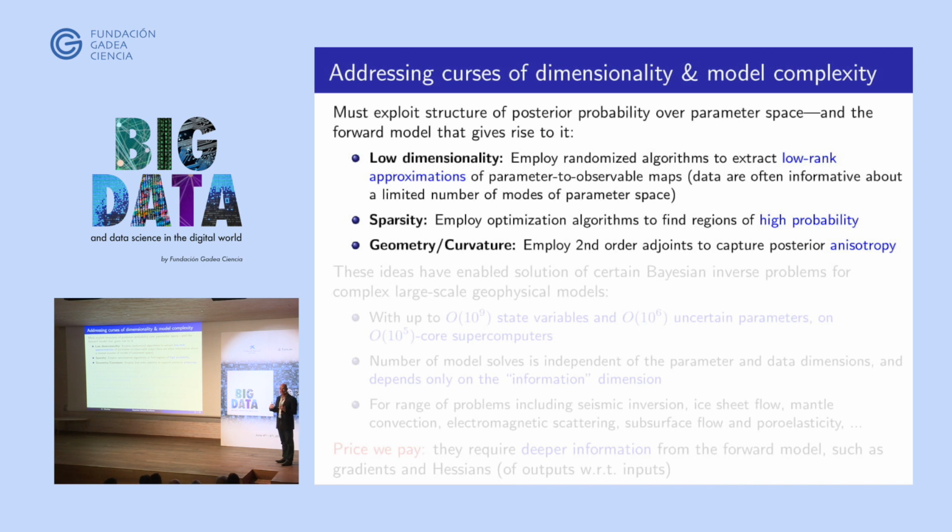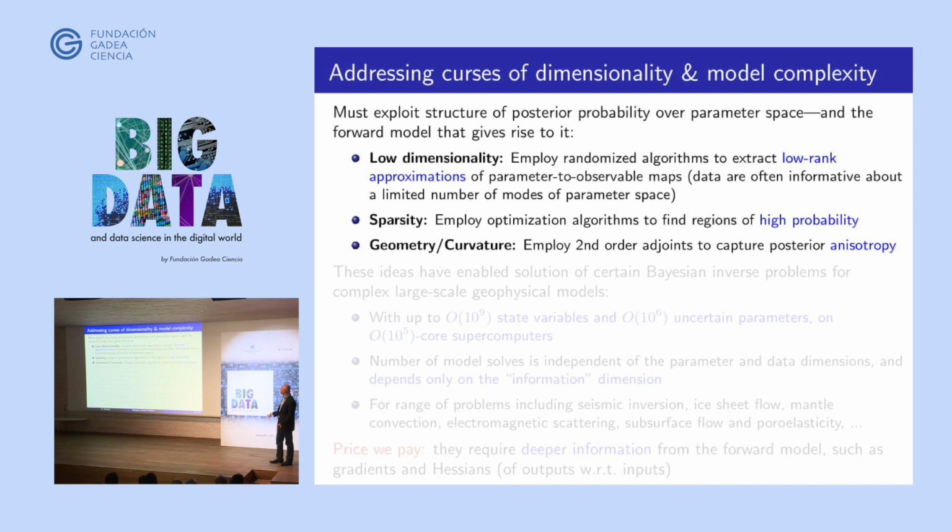All right, so let me say a little bit about what I think are some of the keys to overcoming, or at least addressing, these twin challenges of high dimensionality and complexity of the forward model. The argument that I and many others make is that you have to exploit the structure of the posterior probability. You can't just apply a black box vanilla method that doesn't take into account the structure of the map from parameters to observables. And that structure arises in at least three ways.